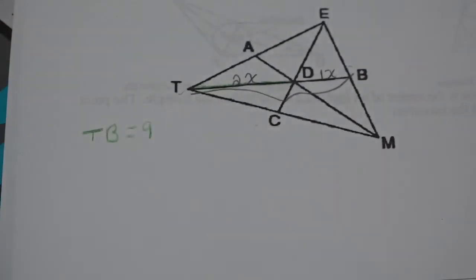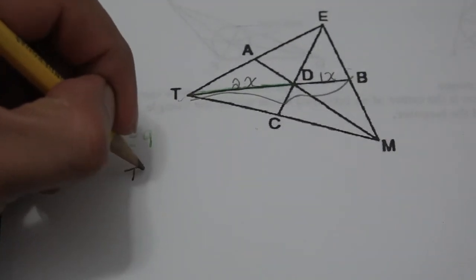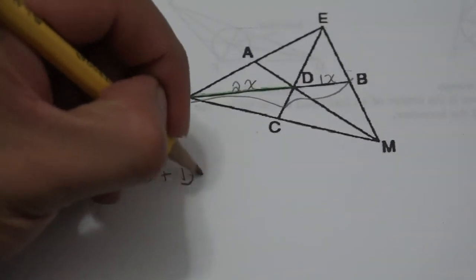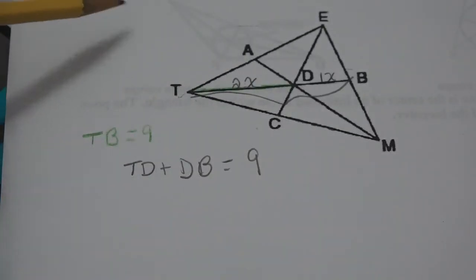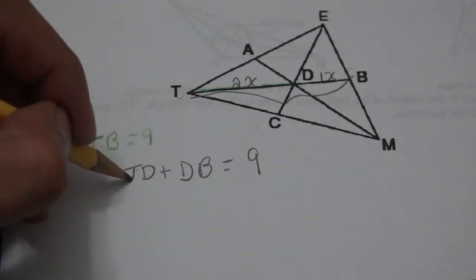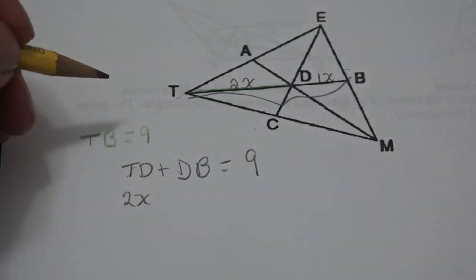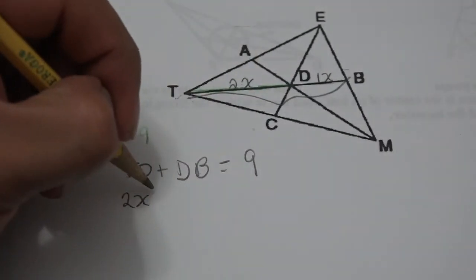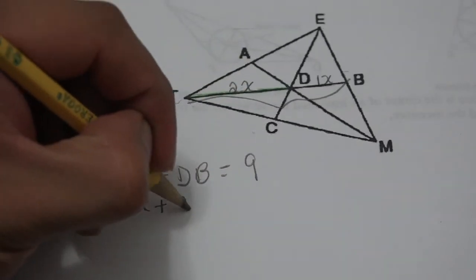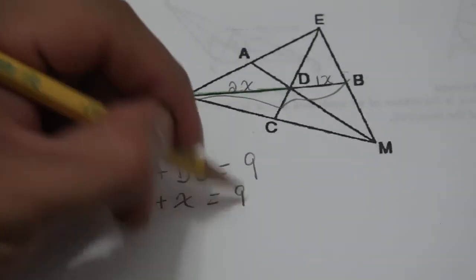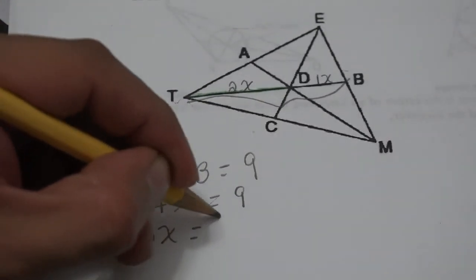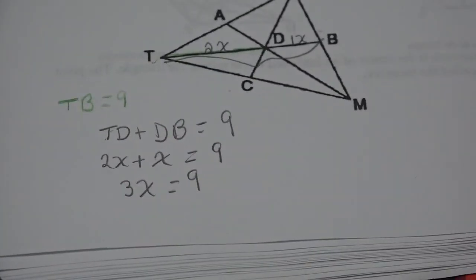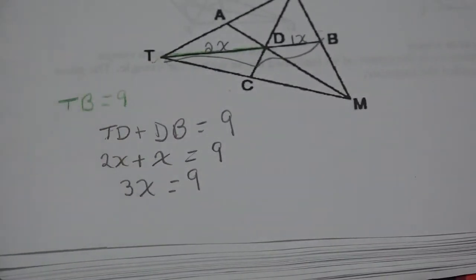So let us talk geometry. TD plus DB equals 9. Remember, they want the length of TD. Okay then, so now let us replace. I know that TD is twice as much as DB. So this is 1x. When you add the two segments, you're going to get 9. You add them up because they're like terms. If you have 2 x's and you add one more x, you're going to have 3 x's.